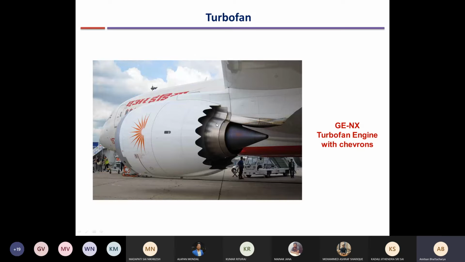Another example. These structures are known as chevrons. They are there to reduce the noise by modulating the turbulence of the air. This is from Air India. This is the outer cold nozzle, and this small region here is the hot nozzle. This cone can actually move to change the cross-sectional area of the hot nozzle.